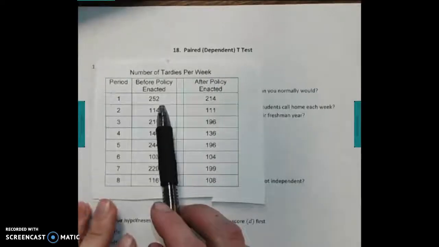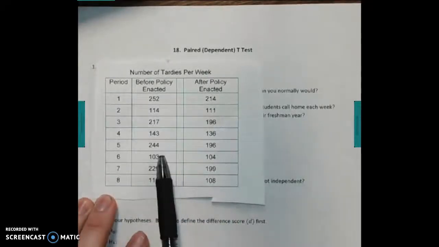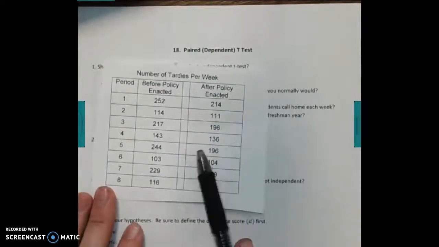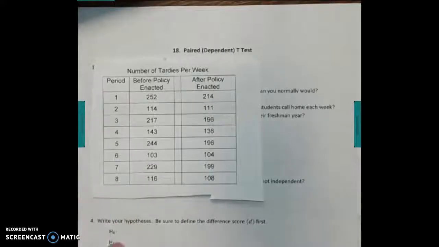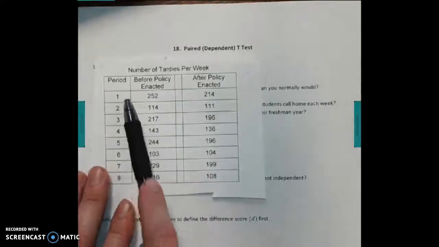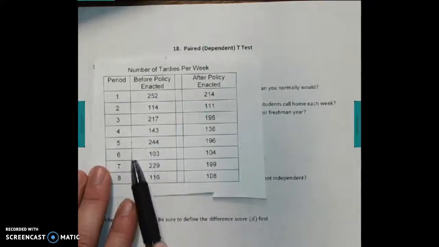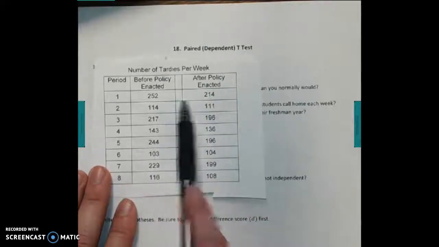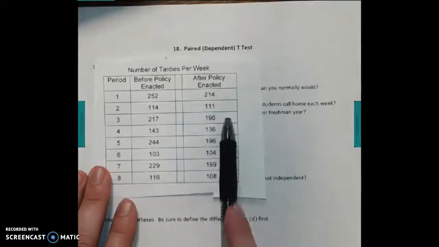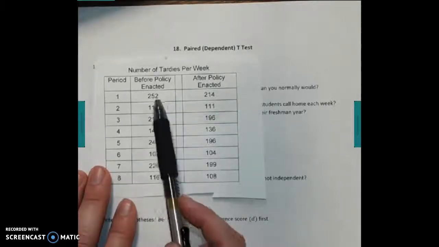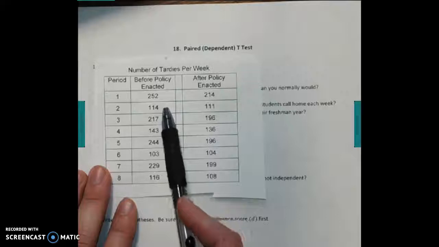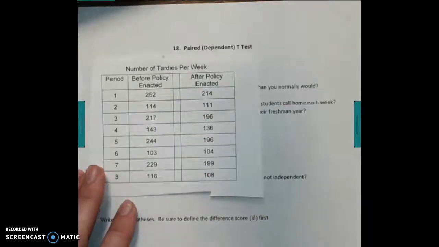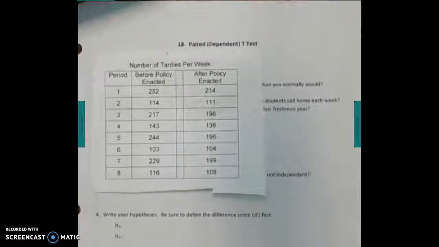So what we have is the number of tardies before the policy was enacted and the number of tardies that were after. Now hopefully you can see that this is a dependent t-test because we're looking at first period, second period, third period, fourth period, fifth period, sixth period, seventh period, eighth period. So it's dependent because we're going to compare first period to first period, second period to second period. Because first period obviously is going to have more tardies than second period, because people get to school late first period, but then they're there for second period.